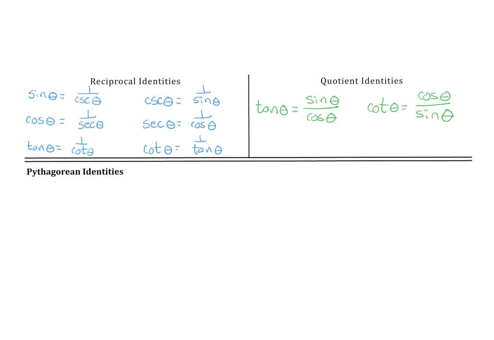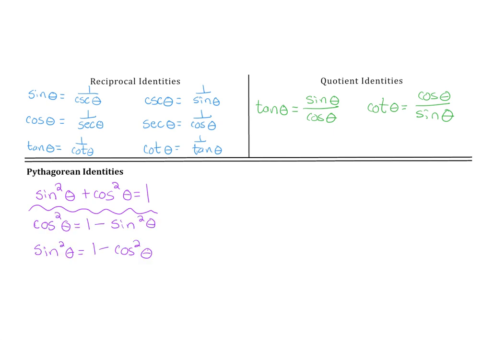Okay, and now the Pythagorean identities are new, and here's the most popular one, is that sine squared of theta plus cosine squared of theta equals 1. You can also rearrange this identity in different ways. You could say cosine squared equals 1 minus sine squared, or sine squared equals 1 minus cosine squared.